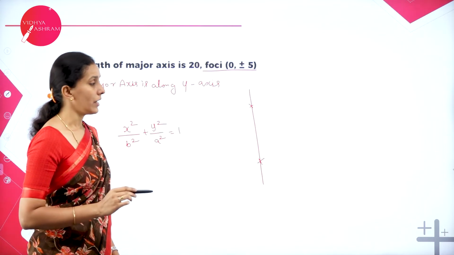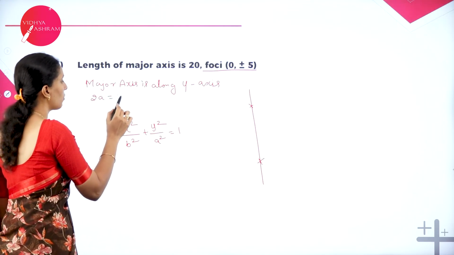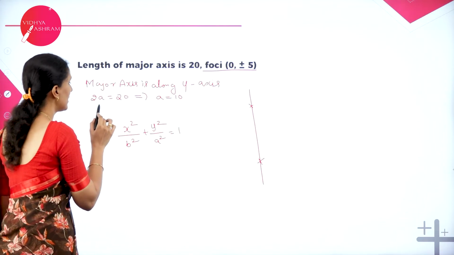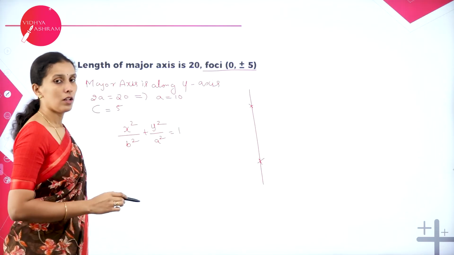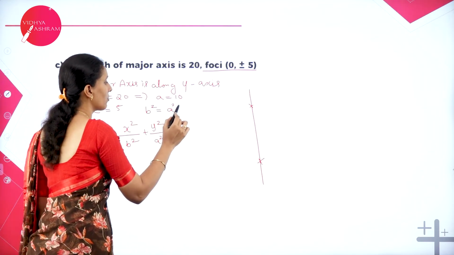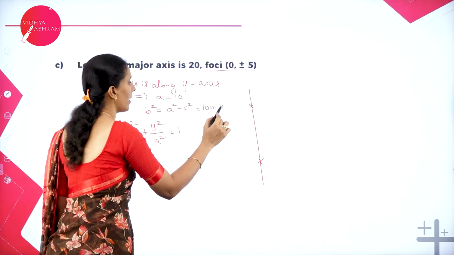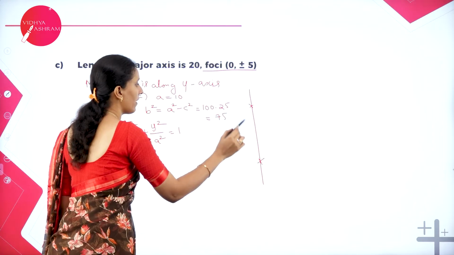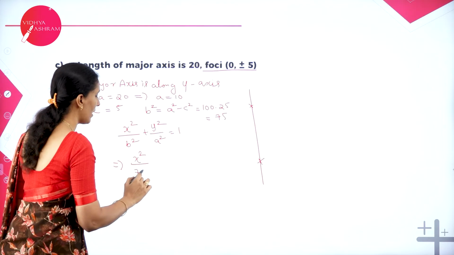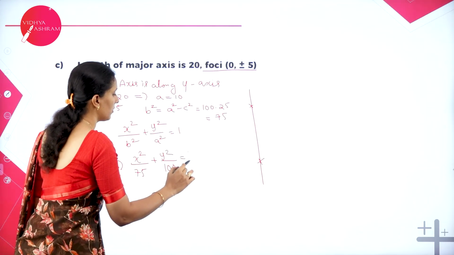Let's find the value of a and b. We have major axis is 20, which means 2a is equal to 20. This implies a is equal to 10. And focus c is given, which is 5. Let us find out b square. To find b square, it is a square minus c square. A square is 100, c square is 25. So this is equal to 75. Therefore the equation becomes x square by 75 plus y square by 100 is equal to 1.